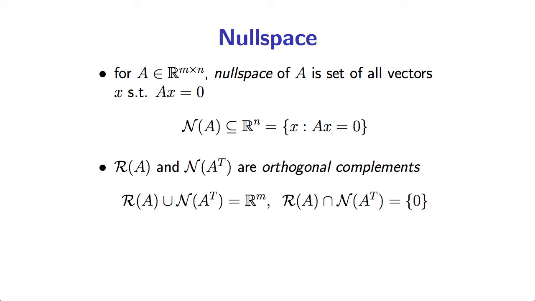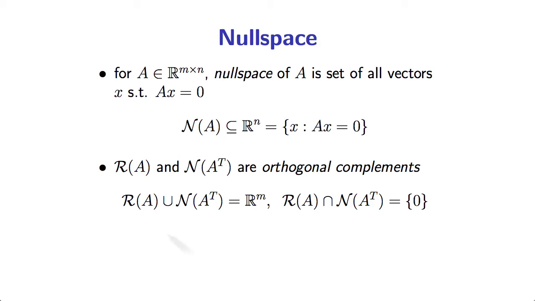Now, a very nice property of the range and null space is that the range of A and the null space of A transpose are what are called orthogonal complements. That is, the range of A and the null space of A transpose, their union is equal to all of Rm. These are both subspaces of Rm because the null space of A transpose will be a subspace of Rm. These together, their union gives you all of Rm, and their intersection is just the 0 point. There's no other point in both of these.